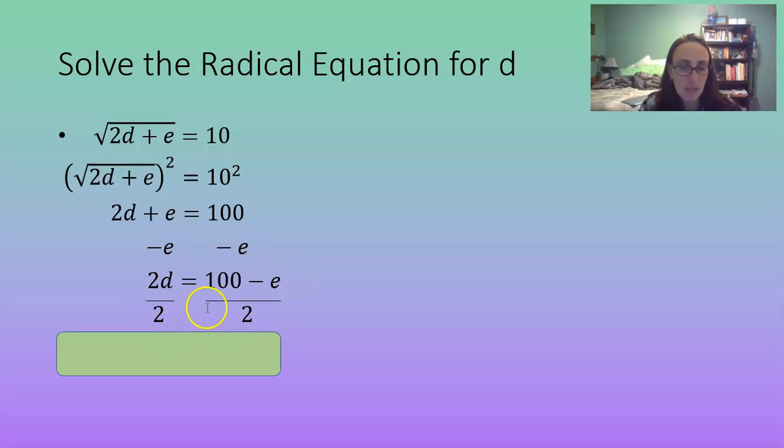Again, I can't simplify this, because even though this and this are both divisible by 100, I can only simplify if all parts, all terms are divisible. This e here is not divisible by 2, so I can't simplify. So my final answer is just going to be written as d equals 100 minus e, all divided by 2.